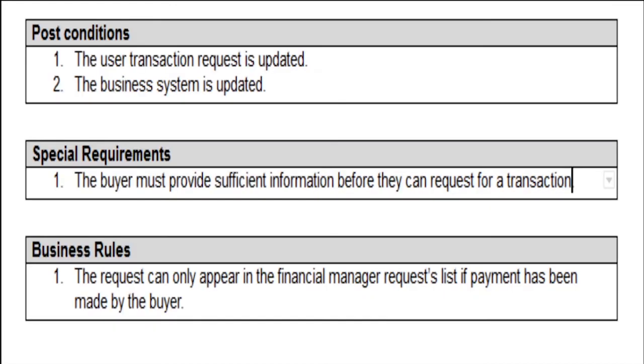So the post condition: the user transaction request is updated and the business system is updated. Special requirements: the buyer must provide sufficient information before they can request for a transaction. Business rule: the request can only appear in the financial manager request list if the payment has been made by the buyer.